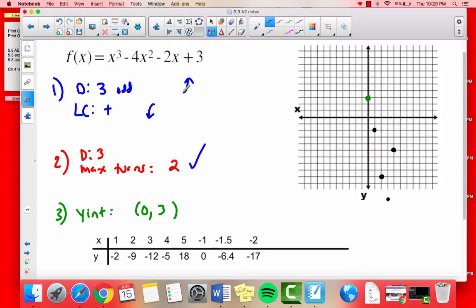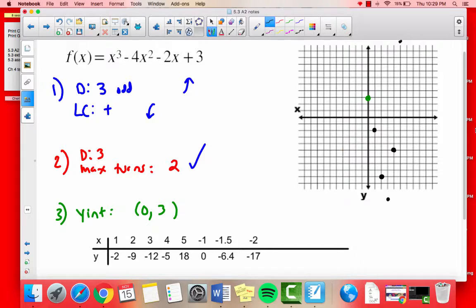If you look at my end behavior, it said to the right side of my graph, it should eventually be going up. And the left side should be going down. So when I graph this, my points on the right side eventually should be going up to positive infinity. And then even up at 5, it goes way up to positive 18, way off my grid.